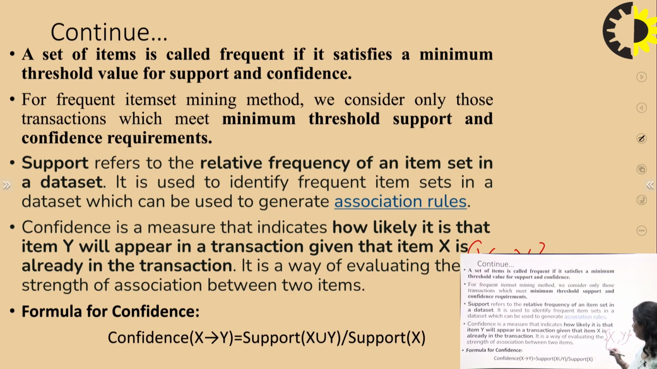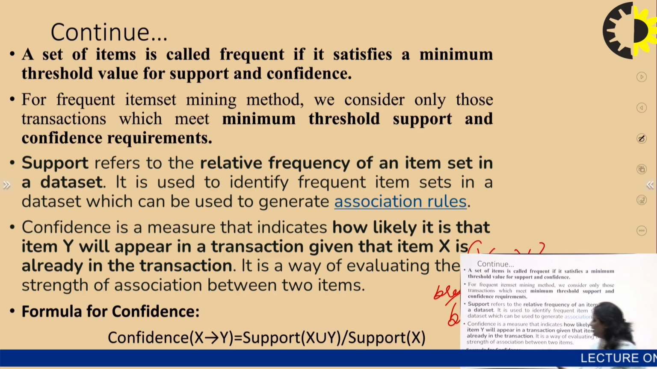For example, what is the chance of butter being available in a particular transaction when bread is already available in that transaction? So confidence is a measure that indicates how likely it is that butter will appear in a transaction given that bread is already in the transaction. This is the value of confidence.